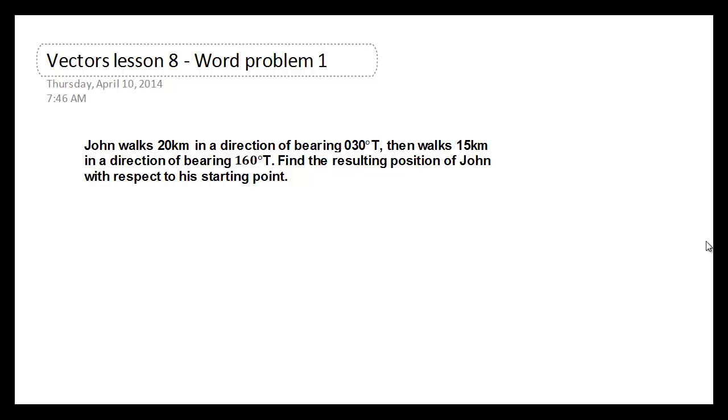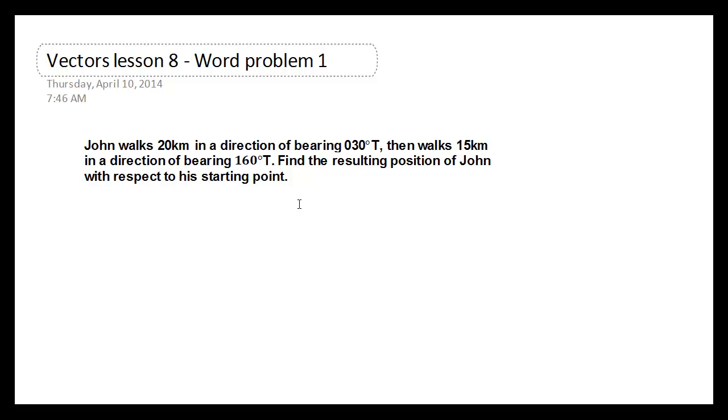So let's try this. John walks 20 kilometers in the direction of bearing 30 degrees true, then walks 15 kilometers in the direction of bearing 160 degrees true. Find the resulting position of John with respect to his starting point.